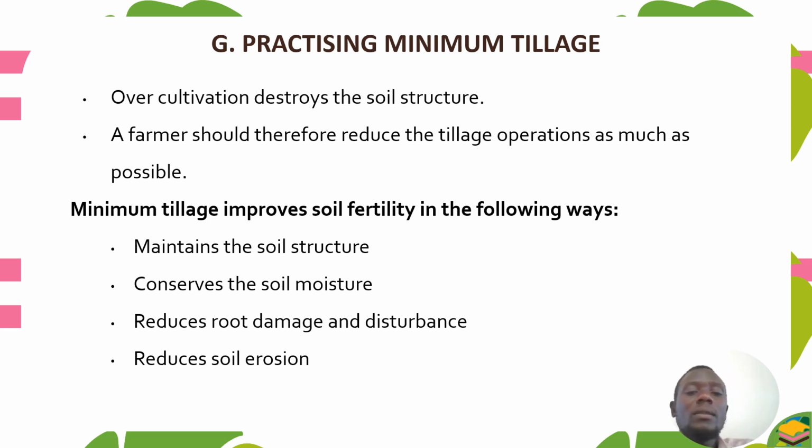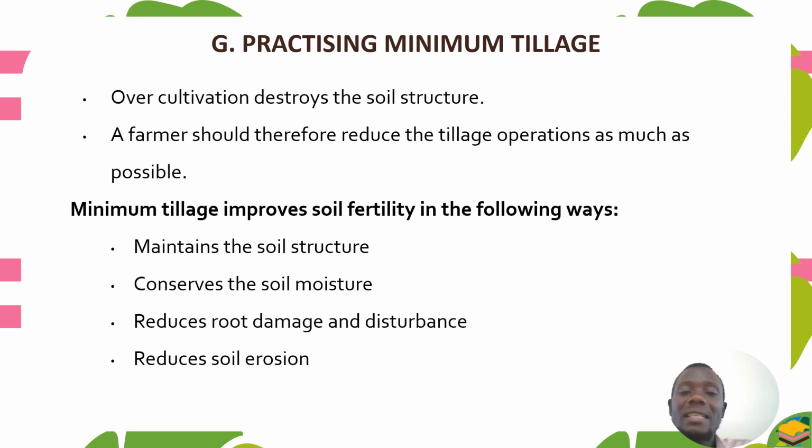So let's look at practicing minimum tillage. Overcultivation destroys the soil structure. So if you overcultivate the soil, it means the soil structure will be destroyed. So a farmer should therefore reduce the tillage operations as much as possible. Minimum tillage improves soil fertility in the following ways.